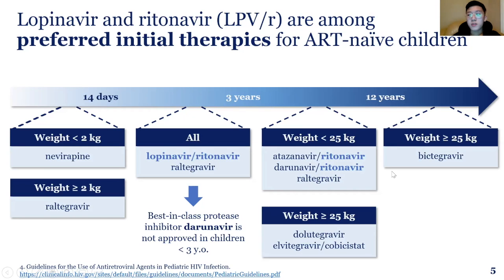And if anyone's familiar with darunavir or HIV antiretrovirals in general, they would note that darunavir is the best-in-class protease inhibitor, but it's not approved in children under 3 years because there were some preclinical studies in, I think, neonatal rats where the drug caused convulsions. And so it's not recommended for use in this critical time window of a child's development.